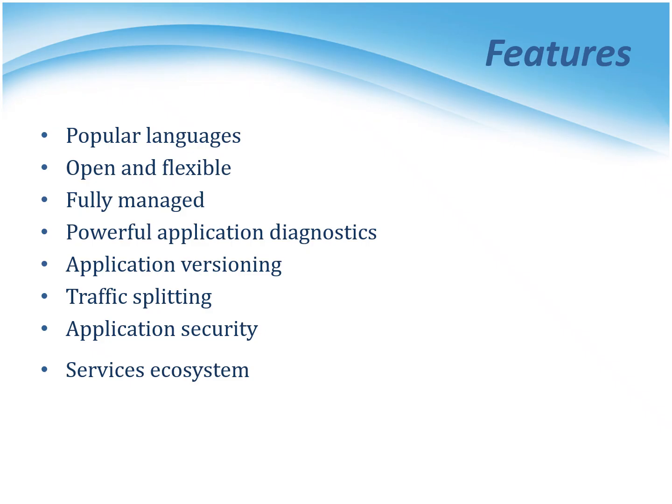These are the features: popular languages, open and flexible, fully managed by Google only, powerful application diagnostics, application versioning. So for different applications, version 1, version 2 can be given, traffic splitting, application security, service ecosystem. Traffic splitting means how different applications get different traffic. All this will be there in Google App Engine, provided by Google. Once they pay for Google App Engine, they can make their own web application and host it on Google App Engine.